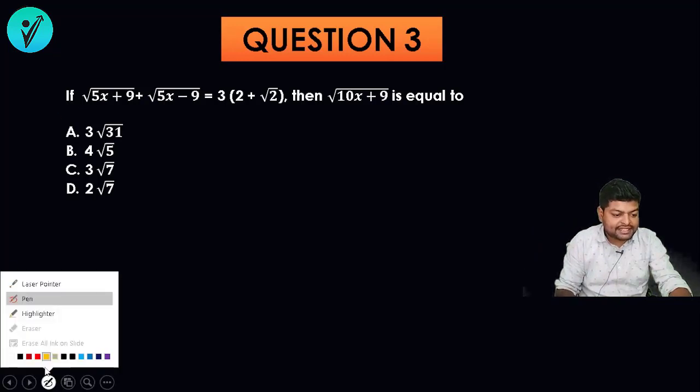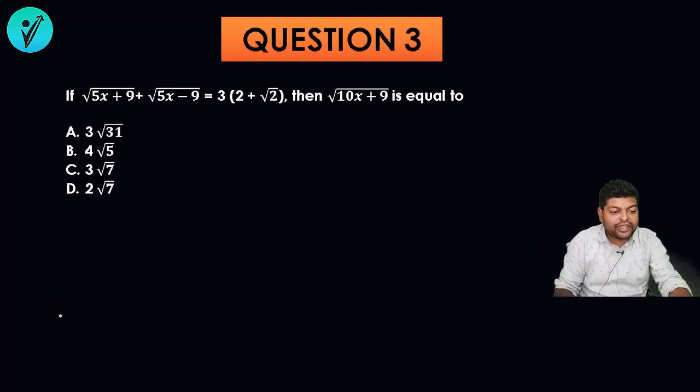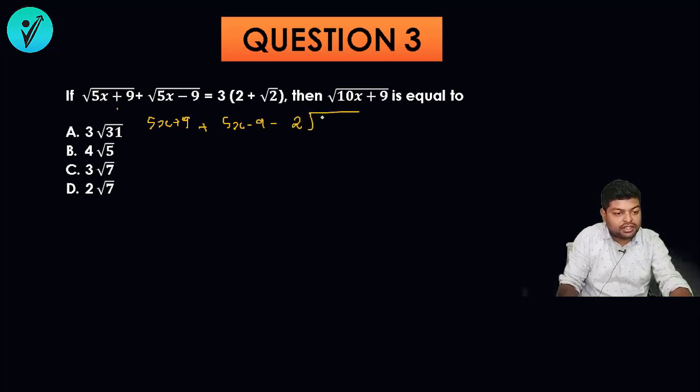Question number 3. Simply what we need to do is square both the sides. So if you square both the sides, this will become 5x plus 9, means it is a square. This is a, this is b. So a plus b whole square. So it is a square plus b square plus 2ab. So 2ab will be 2 times root of, these two will get multiplied, so it will be 25x square minus 81.